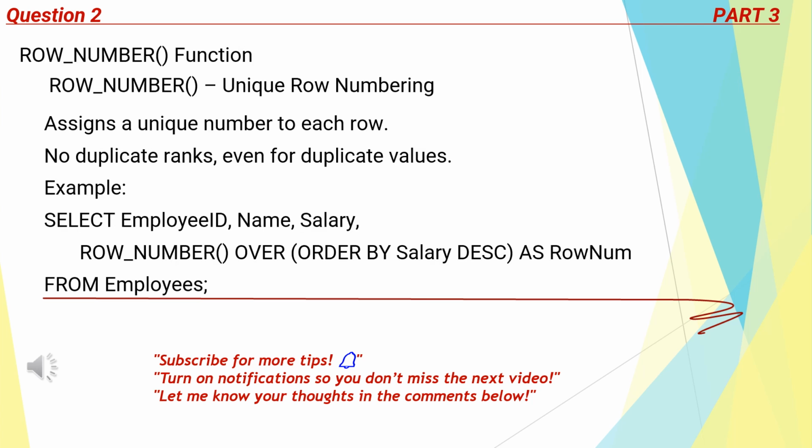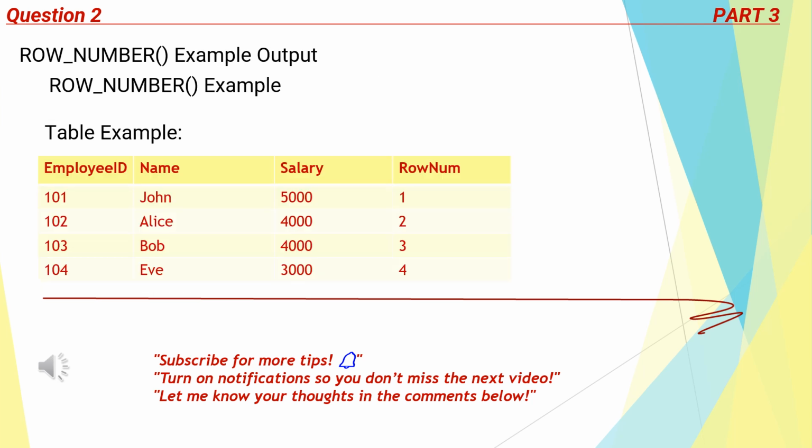The row number function assigns a unique number to each row in the result set, even if multiple rows have the same value. It is useful when you need to number each row uniquely. In this example, even though Alice and Bob have the same salary, they get different row numbers. There are no duplicate numbers.